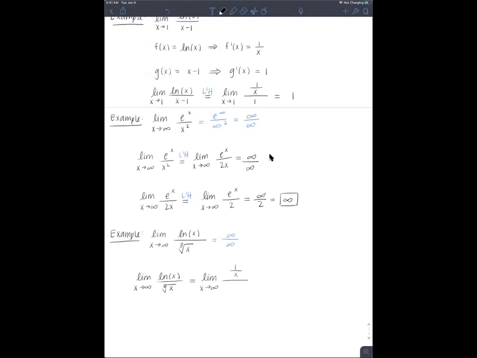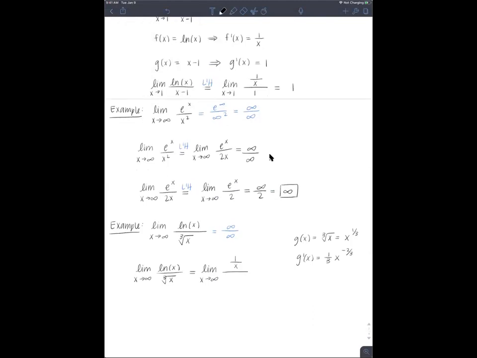I can kind of do it off to the side. So I know that g of x is going to equal the cube root of x. And I can rewrite this as x to what power? Yeah, to the 1/3 power. And so that means g prime of x is going to be 1/3 x to the negative 2/3. And so this derivative, if I write it a little bit nicer, is going to be 1 over 3x to the 2/3. And so here I'm going to have 1 over 3x to the 2/3.